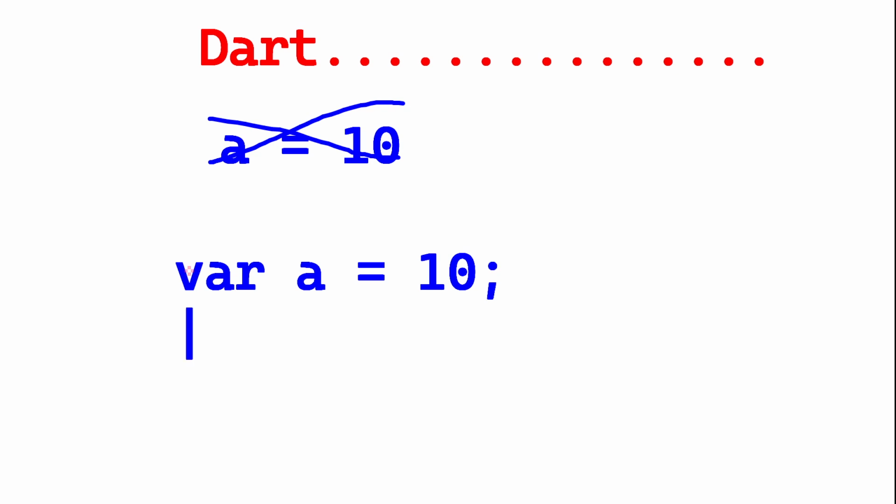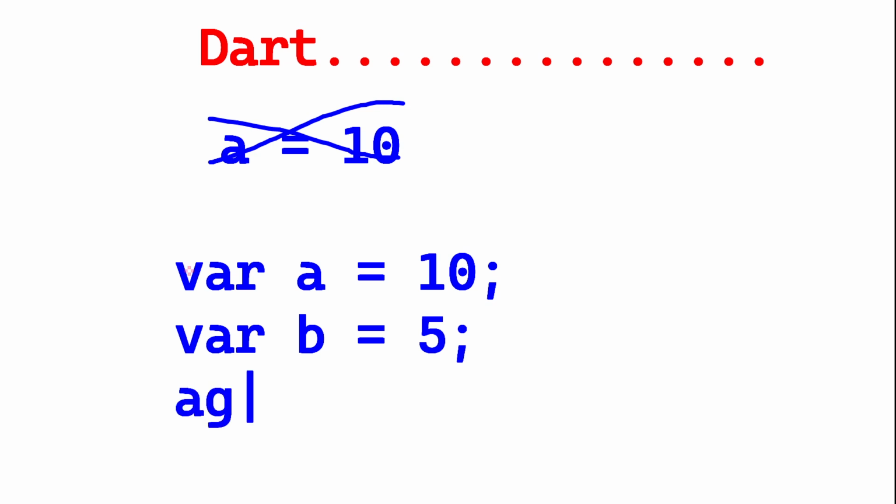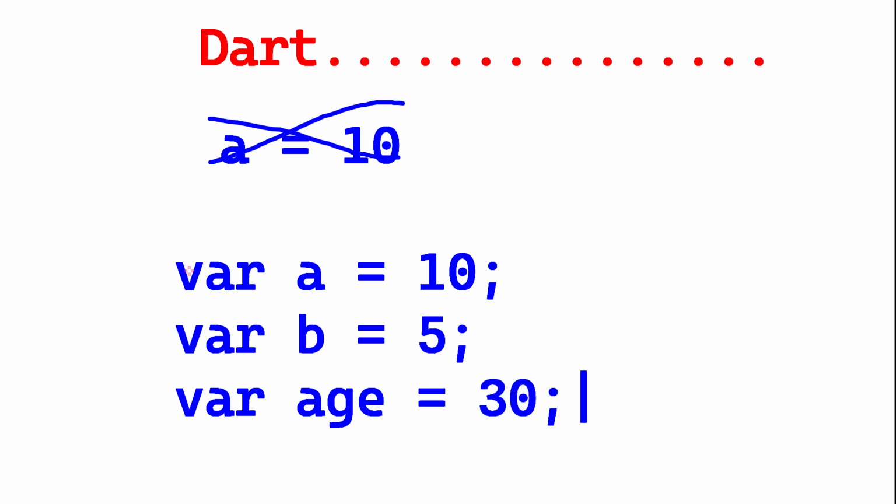If you wanted to do the same thing for B, that's going to be var B, then we set that to 5. If you wanted to store your age, earlier we wrote age equals 30. To do it properly, you say var age, and then assign your variable to 30 like this. So this is how you do it in Dart.